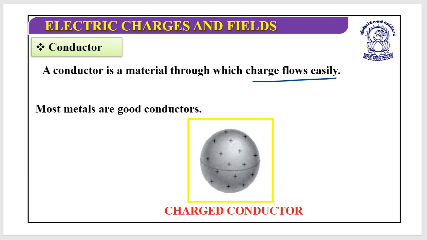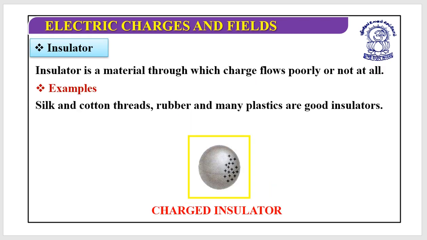Which materials can be considered conductors? We know that most metals, approximately 90 percent of metals, are very good conductors. So charges can flow through these metals very easily, and approximately 100% of charges can flow through a conductor. So these are the conductors.